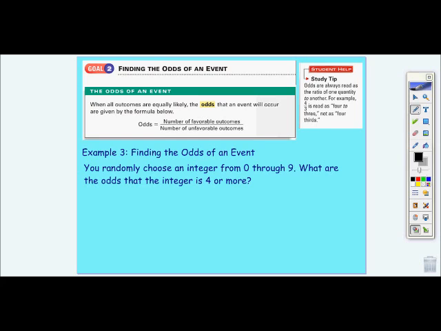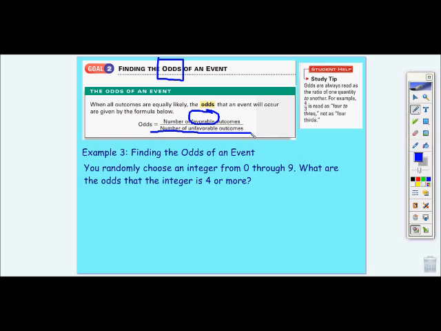Now we're going to switch gears, so I'm going to switch colors. Now we're going to talk about odds. When we're talking about odds, we're still keeping the numerator as favorable outcomes, but the denominator is going to be the unfavorable outcomes. So you randomly choose an integer from 0 through 9. What are the odds that the integer is 4 or more? So out of 0 to 9, we could get that.